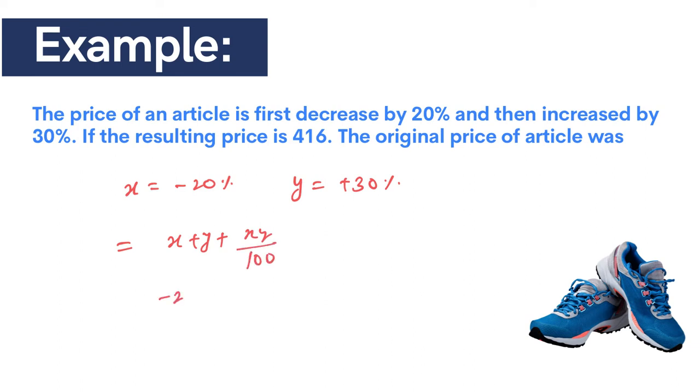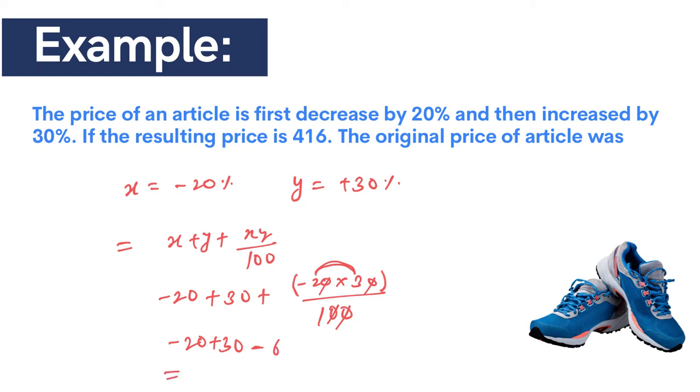So put here the values: minus 20 plus 30 plus minus 20 into 30 divided by 100. The zero and zero cancel. So here minus 20 plus 30, and when I multiply 2 and 3, I get minus 6. So here I will get the value plus 4. Why? Because this is 30 and the minus value total is minus 26. 30 minus 26 is equal to 4. So I can say the net percentage change is 4%.